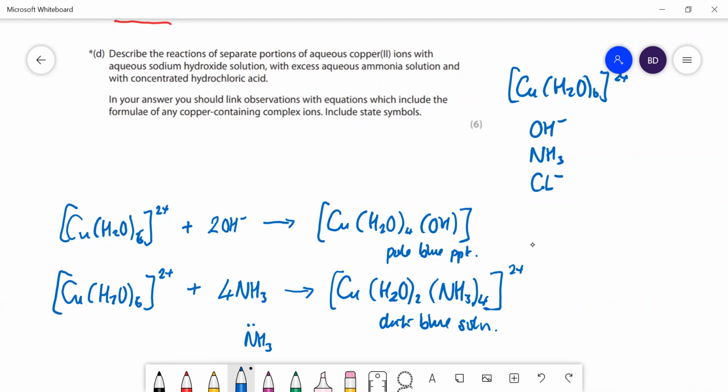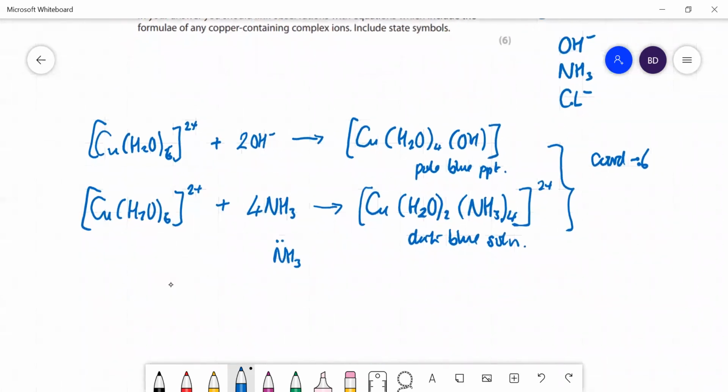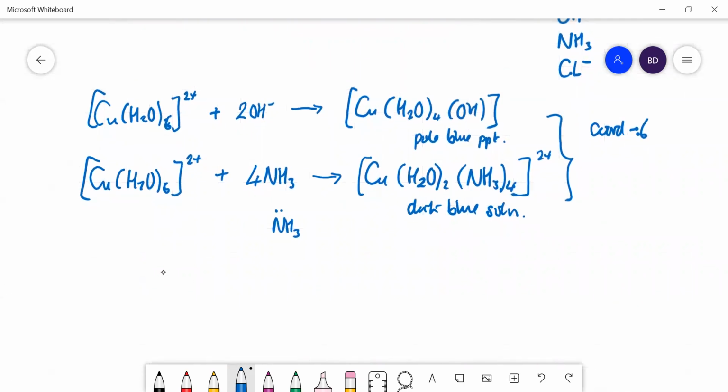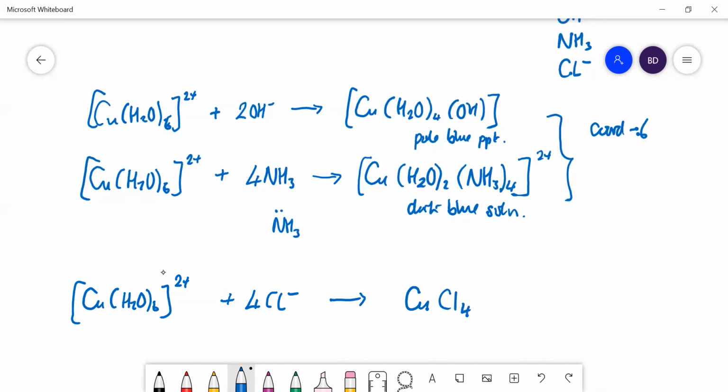Both of these have a coordination number of 6, so these complexes are all octahedral. Now let's see what happens with the hydrochloric acid. With concentrated hydrochloric acid, you've got a very high concentration of chloride ligands. So you push out the water ligands and replace them with chloride ligands. But because the chloride ligands are bigger, you can't fit 6 of them round, you can only fit 4. So you're going to get CuCl4.